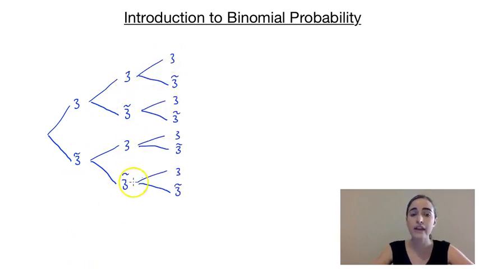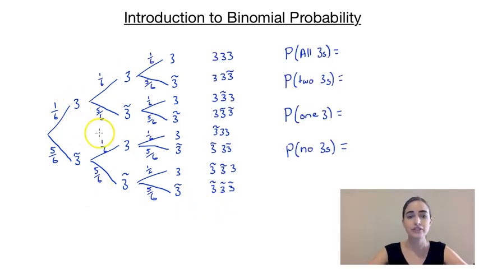Now along each of those branches, we can write in the probabilities. The probability of rolling a 3 is 1/6, and the probability of not rolling a 3 is 5/6. I'm going to fill that in along all of the branches. Okay, I've filled in my probabilities all the way along the branches, and I've also written all the possible outcomes at the end here. Now I want to have a look at the probability of different numbers of 3s: the probability of getting all 3s, or 2 3s, just 1 3, or no 3s at all.